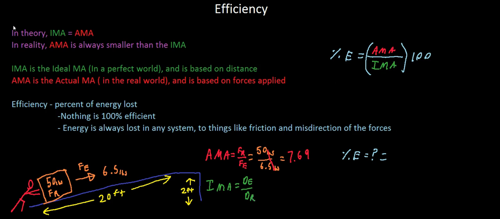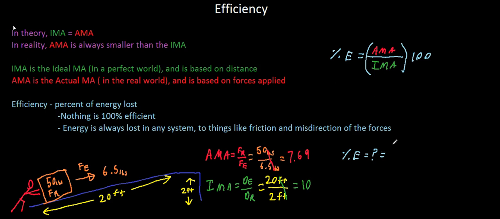We know both of these numbers as well. Our dE is our distance effort traveled, which is just 20 feet. And our distance resistance is the height of the inclined plane, just 2 feet. That's pretty simple. We really don't even need a calculator to solve this. Feet cancels out, and 20 divided by 2 is 10.